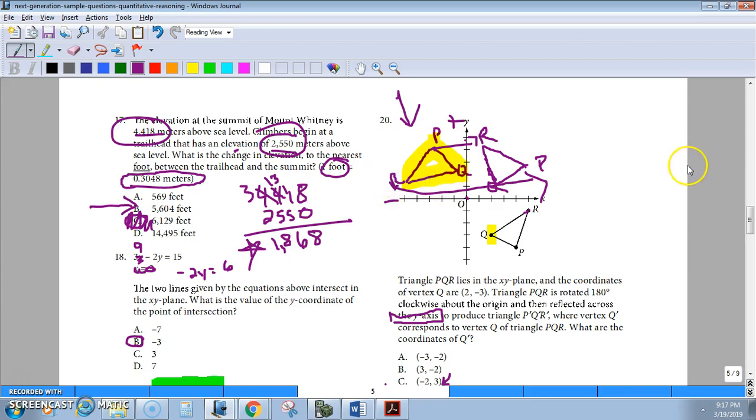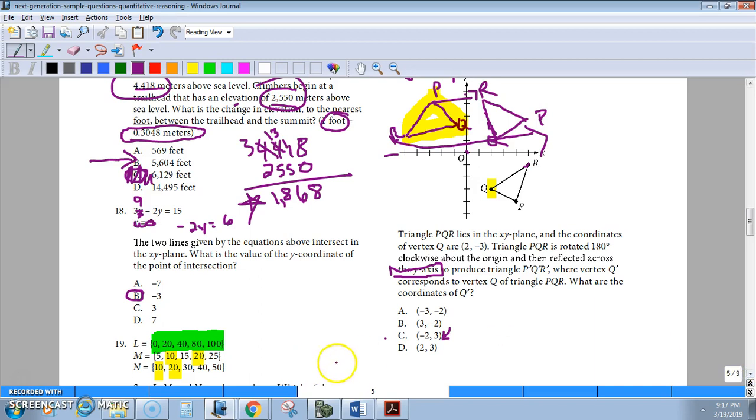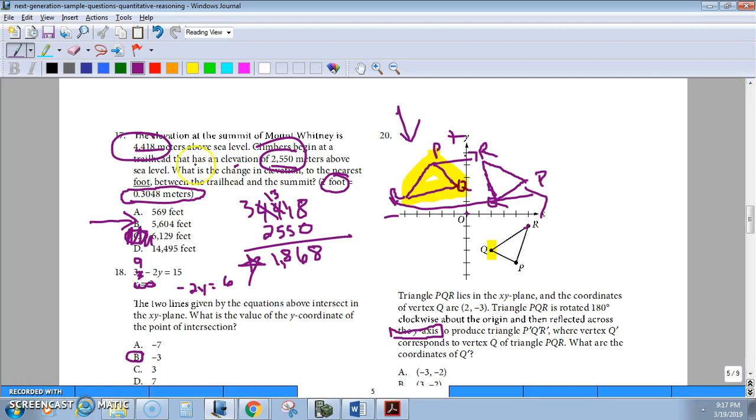But in reality, what I'm looking for is, now I know when I reflect it over the y, both are going to be positive, and again, I don't even have to know the numbers. D is the only one where they're all positive, because after rotating it 180 degrees and then flipping it across the y, my answer is going to be here, right? So all I needed to know is that both were positive.